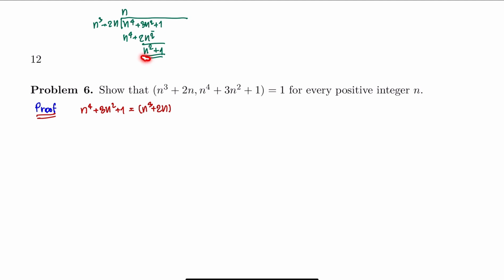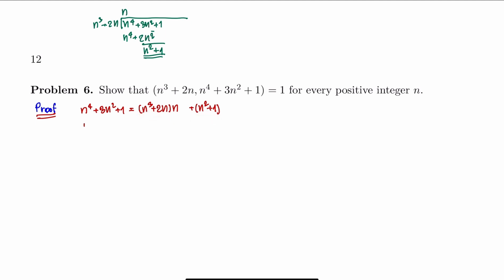Now, what do we have right now? This polynomial has less degree than the divisor, because this one is a polynomial with degree 2, and our divisor has degree 3. So n squared plus 1 is the remainder. We're going to have n squared plus 1 right here. Oh, I forgot to write the quotient. The quotient is n.